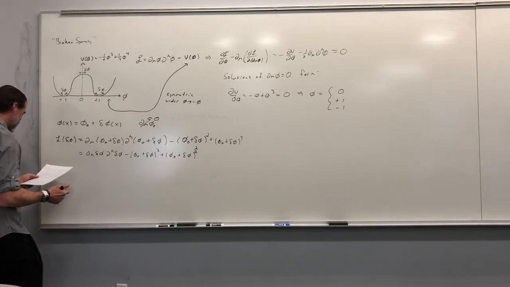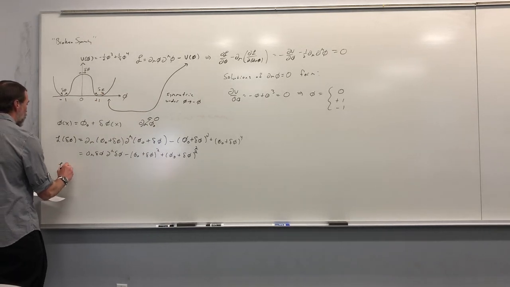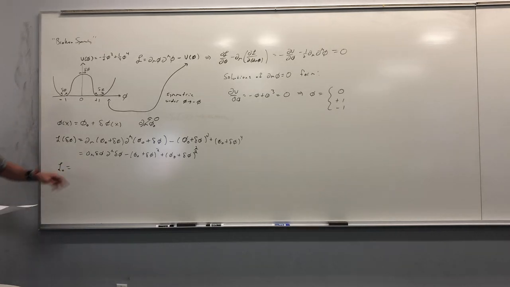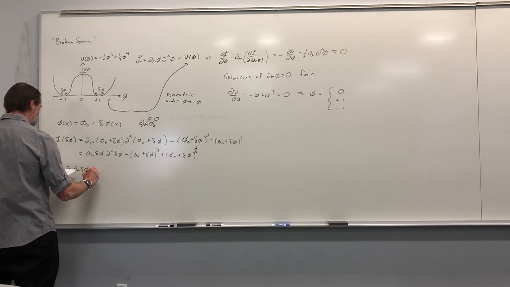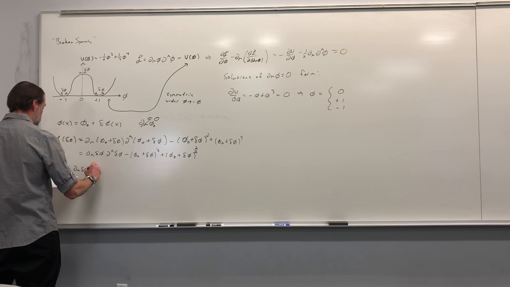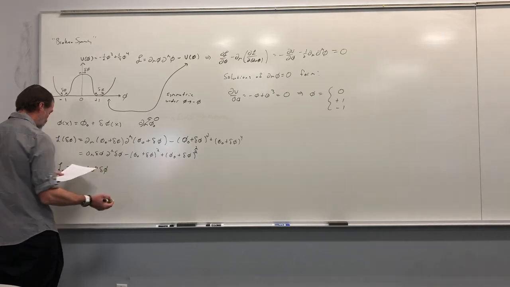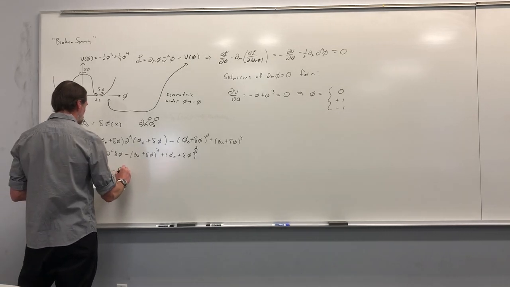Sorry, I don't like to erase. Okay, so if we look at what this Lagrangian looks like if we take the phi naught equals zero solution, well, that just becomes d mu delta phi, d mu delta phi. And I don't know why I have two lower mu's, that was stupid, but anyway.